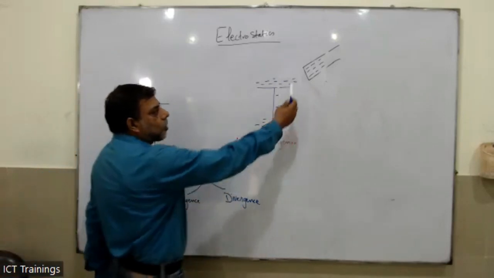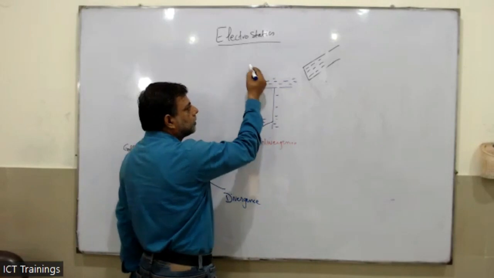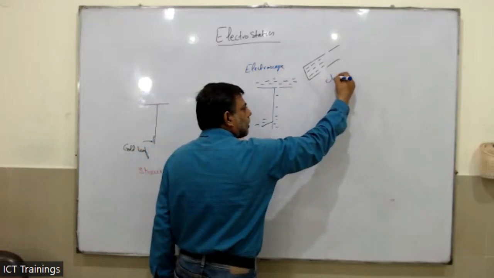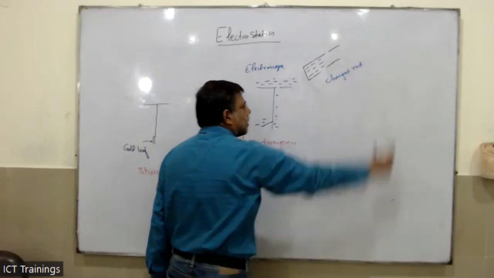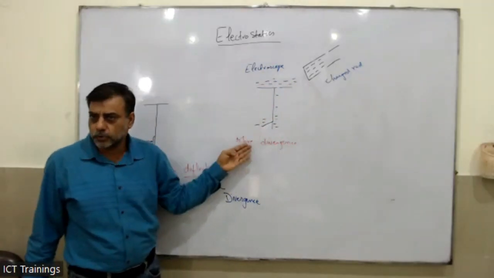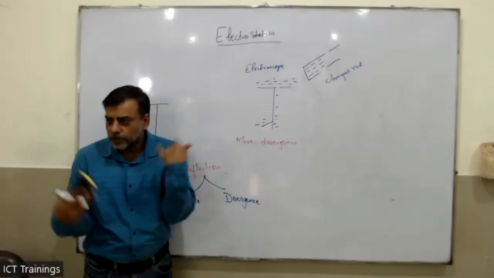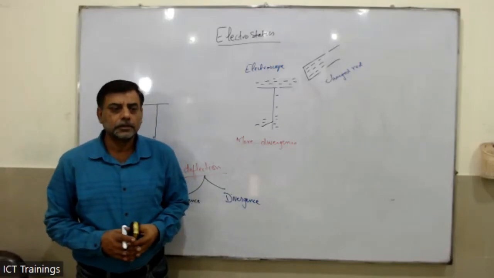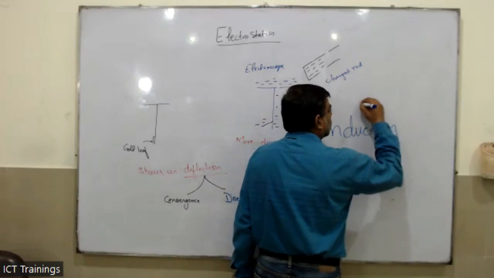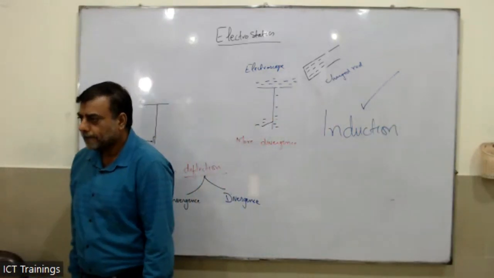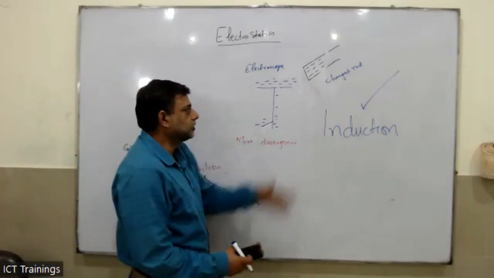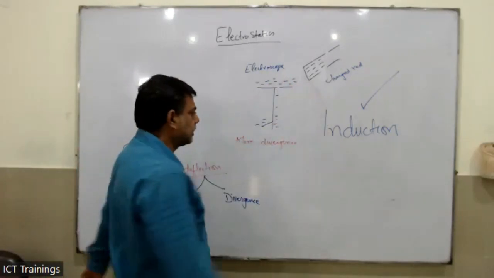Alright. Now, this rod is not touching the electroscope. But yes, we still have the influence of this negatively charged rod on the electroscope. What do we call this phenomena in which influence is highly observable? Induction. This is due to induction. Excellent. Okay? Chalo ji. Now we are dipping into the details of induction. We are using the cases of electroscope for induction. This was also the first case of electrostatic induction.